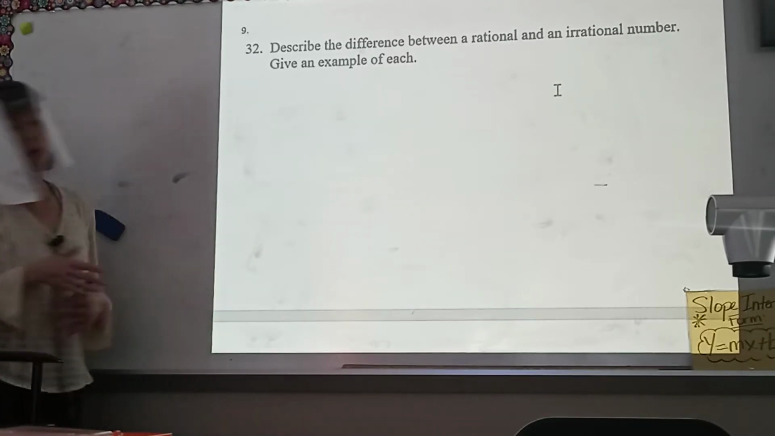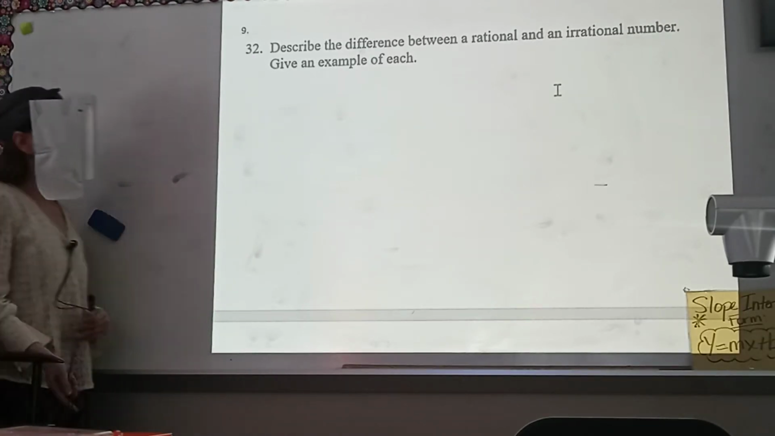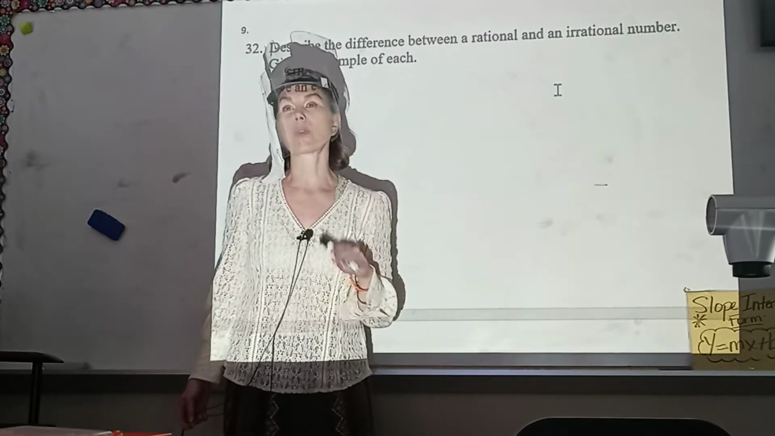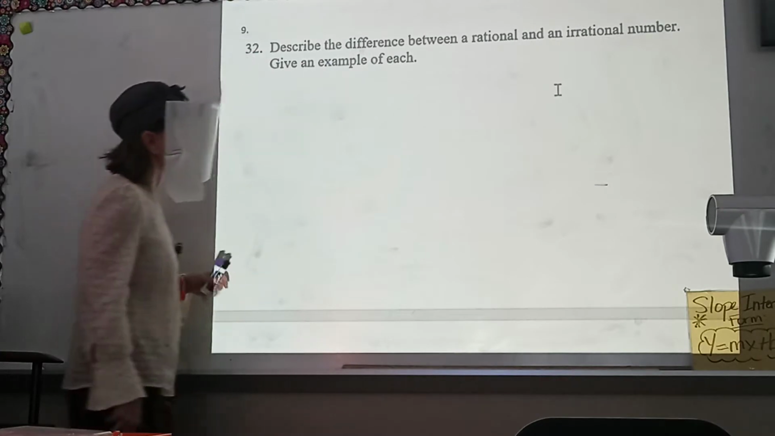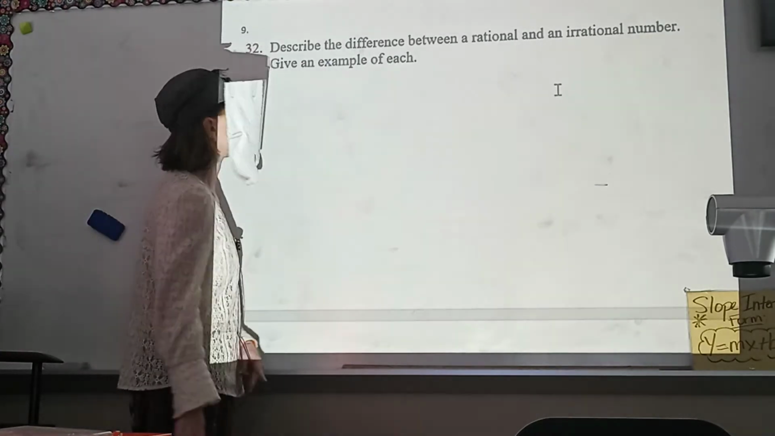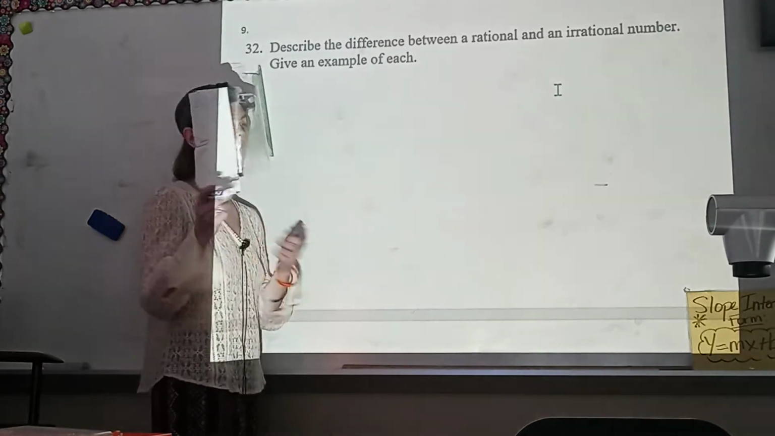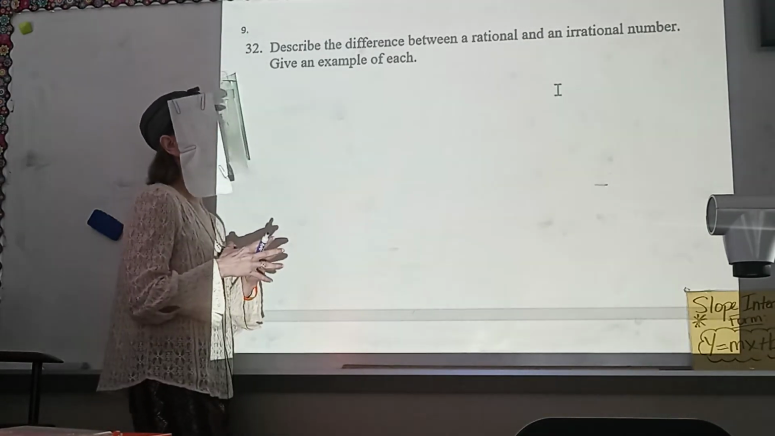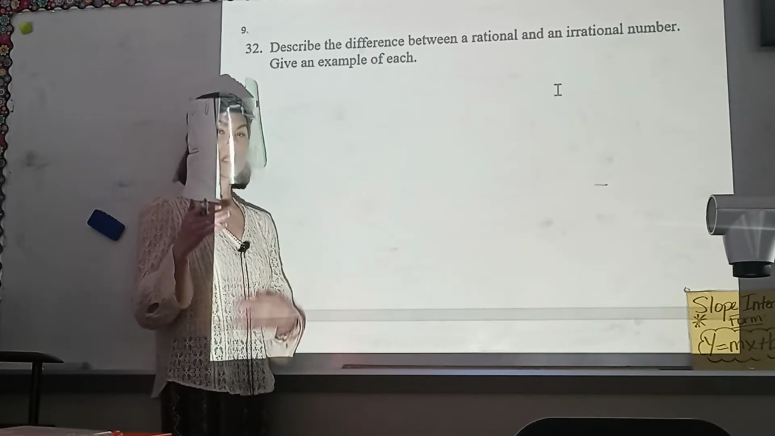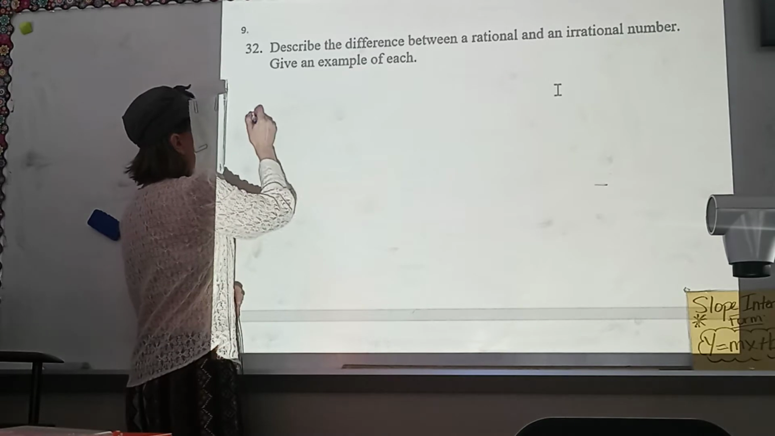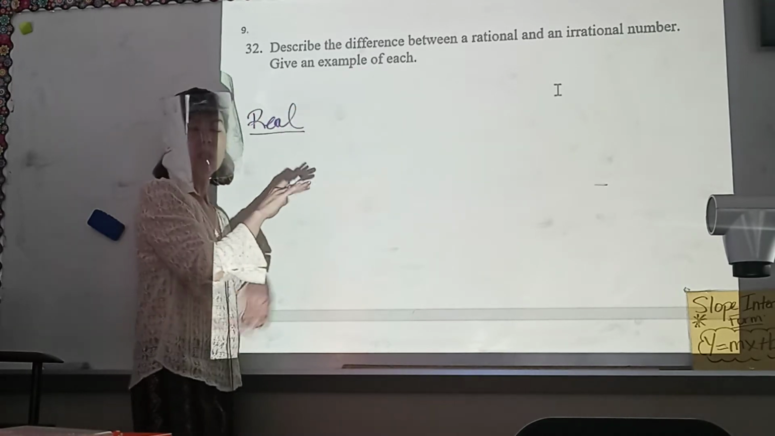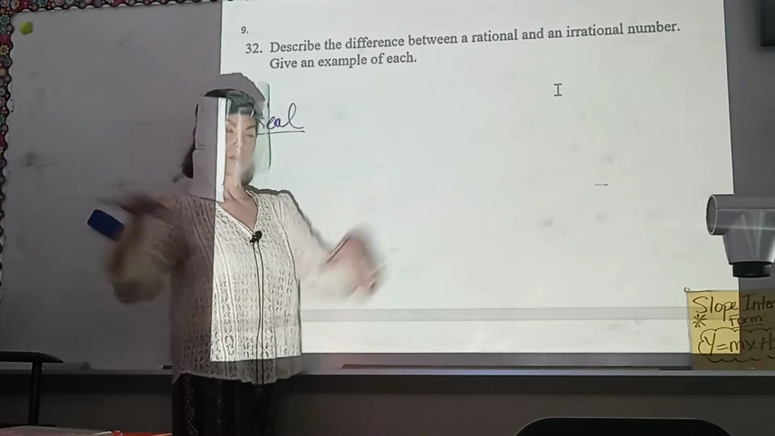And so it says, describe the difference between a rational and an irrational number, okay? Give an example of each. Okay, guys, we're going to go down memory lane super quick to our classifying numbers lesson, where we know that all numbers fall under the umbrella of real numbers, okay?